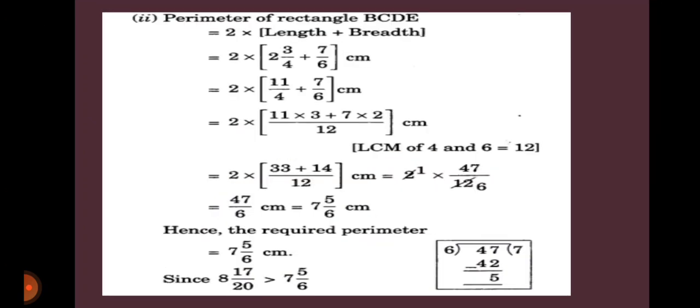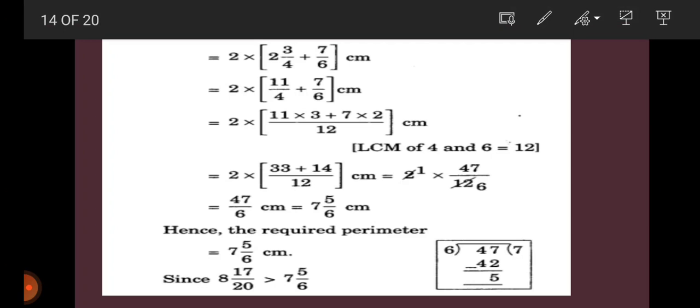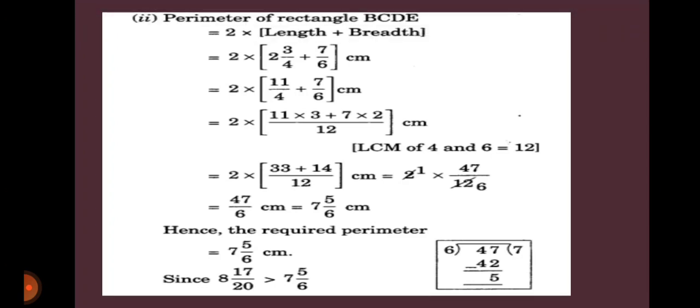And second is 2 into length plus breadth. Okay, so what is the length of the perimeter? It is the perimeter of the rectangle. So B, C, D, E we add, and the length I have is 2 whole 3 by 4 plus 7 by 6. Then we add the other numbers, take the LCM, and we solve this question in a very easy way.